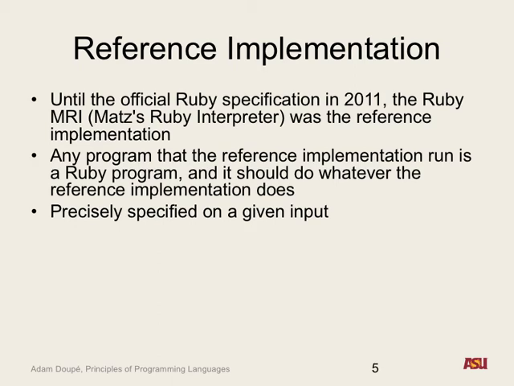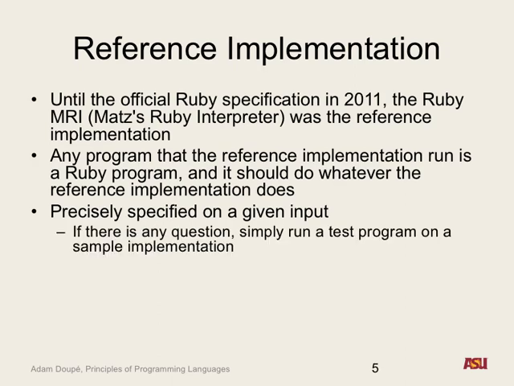So how are you going to answer that question? What does Ruby do on XYZ, or what are the semantics of ABC? How do you solve that with this? Yeah, you try it, right? That's the only way. You have to create a program, and you have to run that test program on the sample implementation and see what it does.